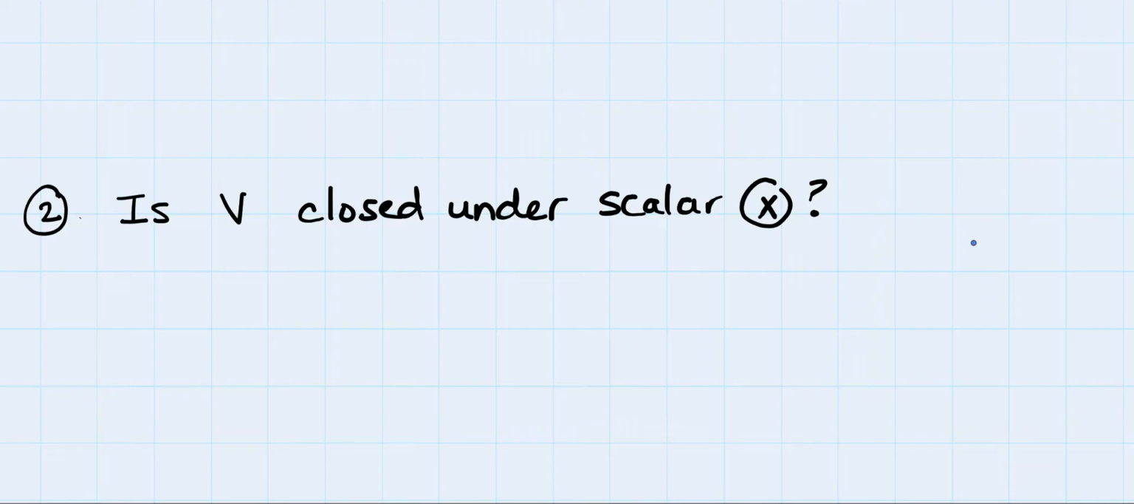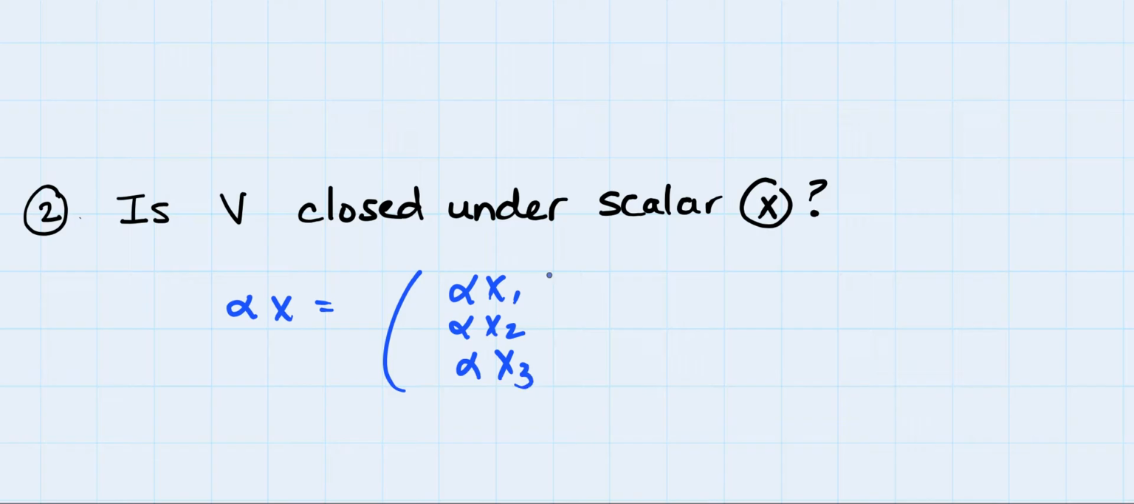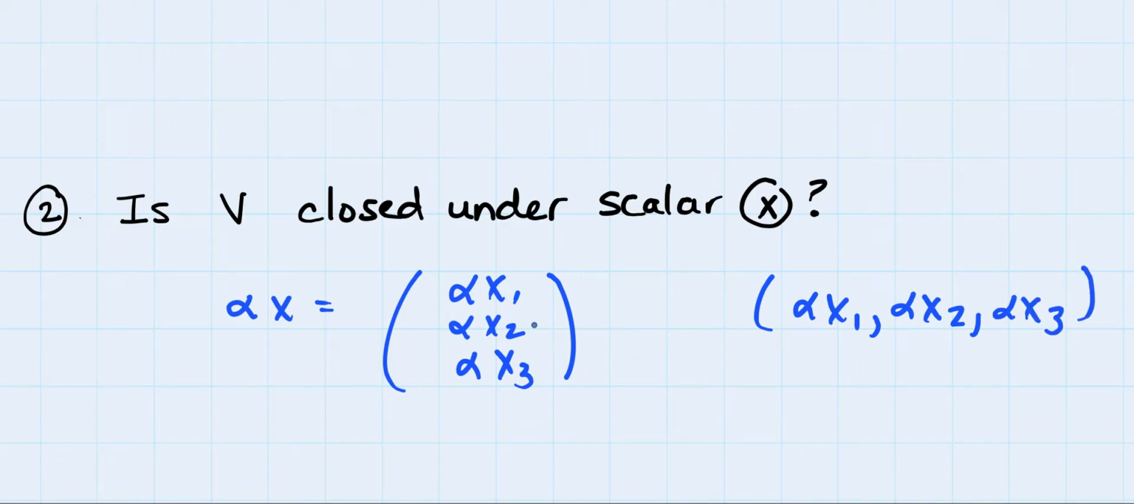Is V closed under scalar multiplication? So this vector, alpha times x, you could write it like that or how I wrote it before. Does this belong to the set? Well, if you take a real number and multiply it by a real number, you get a real number. All of these are real numbers. There's 3 entries, so it belongs to the set.